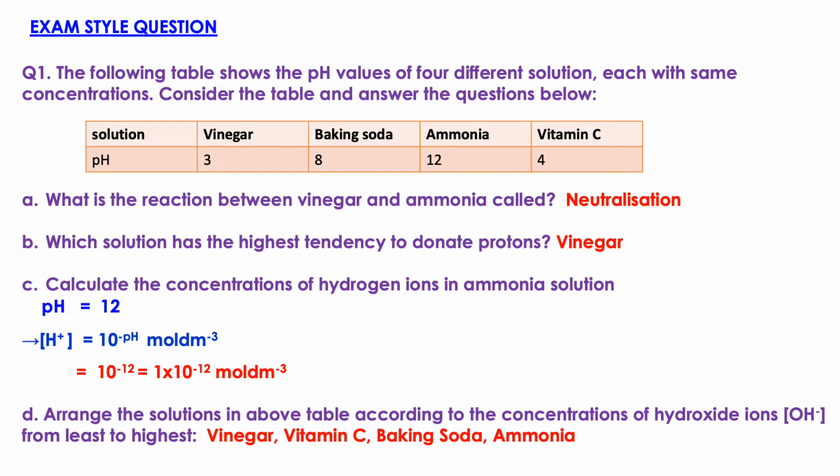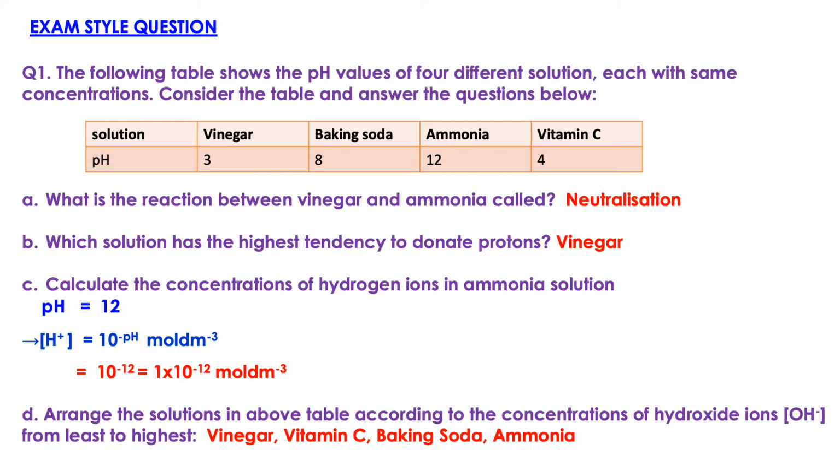The following table shows the pH values of 4 different solutions, each with the same concentration. Consider the table and answer the questions below. There are 4 solutions: vinegar, baking soda, ammonia, and vitamin C. The pH values are: vinegar has a pH value of 3, baking soda has 8, ammonia has 12, and vitamin C has 4. What is the reaction between vinegar and ammonia called?